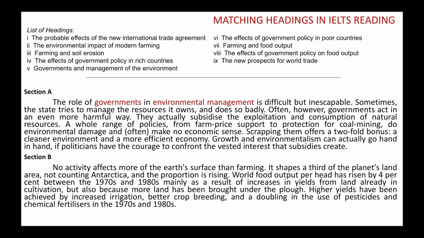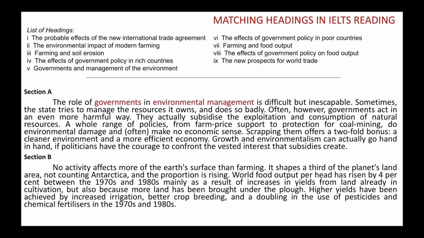The third one is again about farming and soil erosion. This is not our option. Then the effects of government policy in rich countries. Have we heard anything about rich countries? No, we haven't. Have we heard anything about poor countries? No. So that is why the fourth and sixth ones are not our options. Then goes farming and food output. No, there wasn't anything about it, as well as the effects of government policy on food output, because yes, we have talked about government policy in the paragraph, but not about food output and not about world trade. So all of them are not valid except for the fifth one, which fits perfectly: governments and management of the environment.